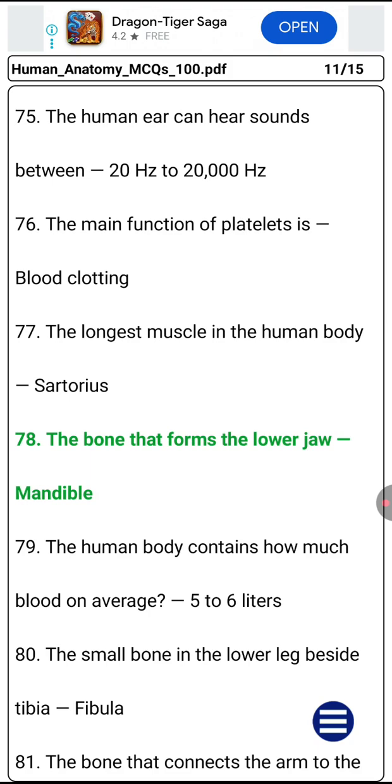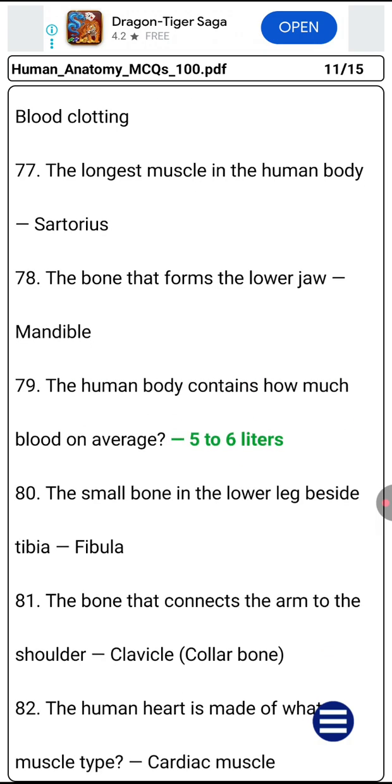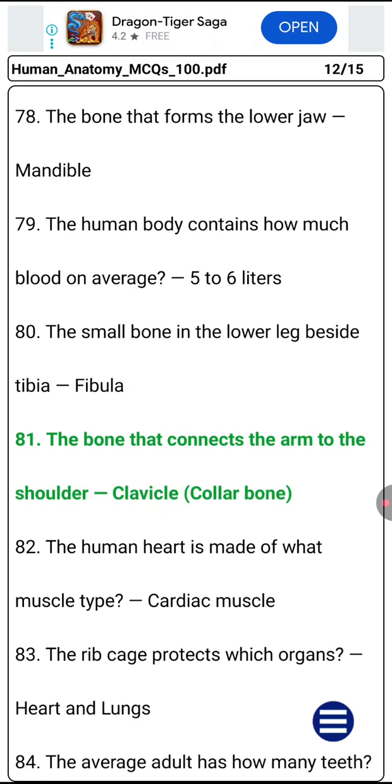78. The bone that forms the lower jaw, mandible. 79. The human body contains how much blood on average? 5 to 6 liters. 80. The small bone in the lower leg beside tibia, fibula. 81. The bone that connects the arm to the shoulder, clavicle, collarbone.